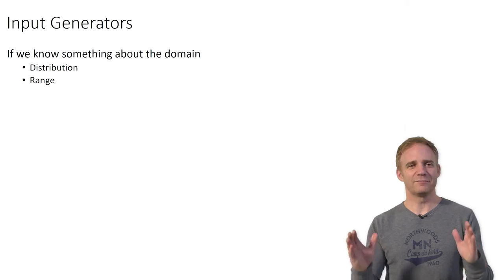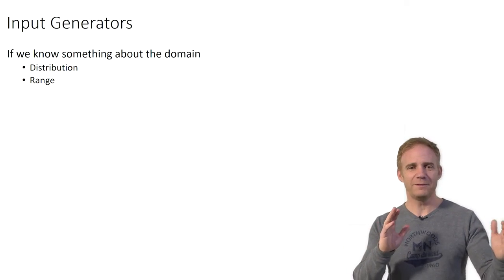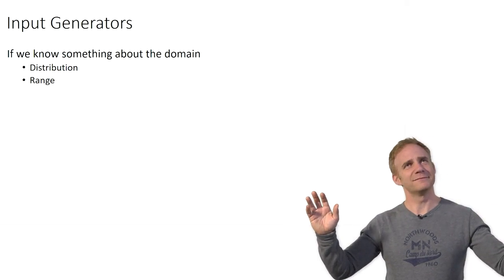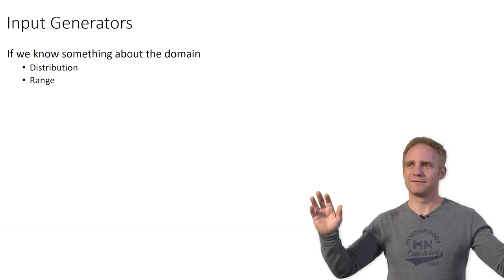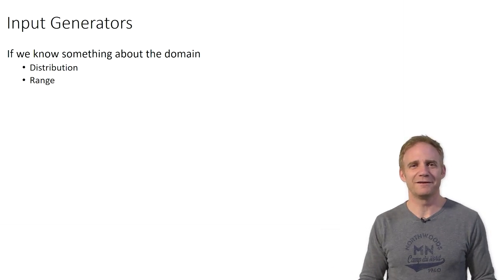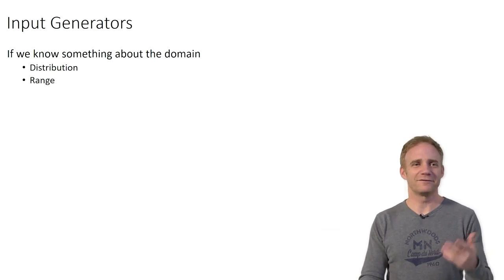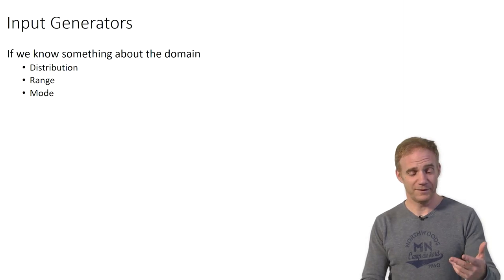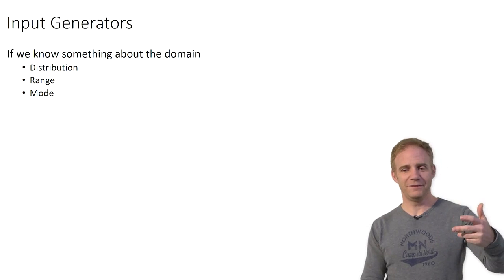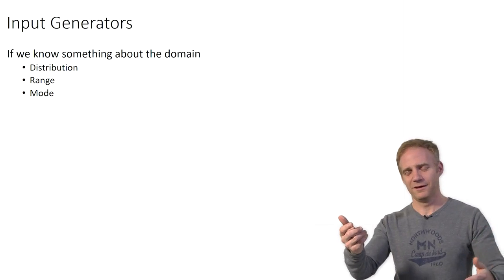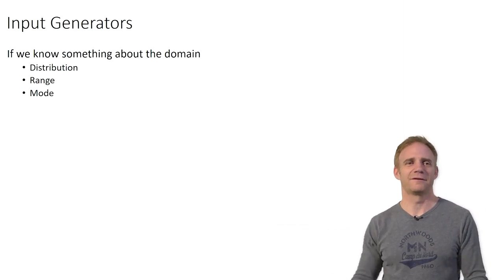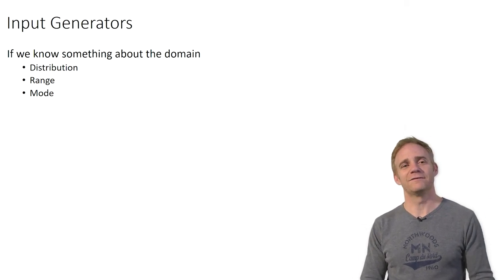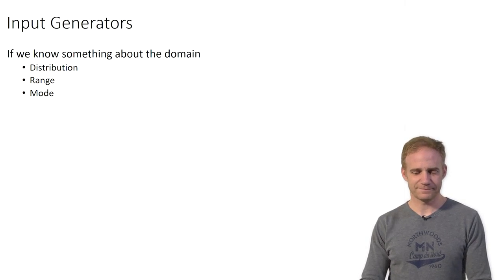If we know something about the maximal range, like these values can only be between 1 and 10, then rather than searching through, I think it's 4 billion in a 32-bit integer, we're only searching through 10 values. Maybe we know something about mode. So the values can only be true if I'm in this mode, but they can be true or false when I'm in this mode. So we can tailor the test generation to be reactive to the program's state.